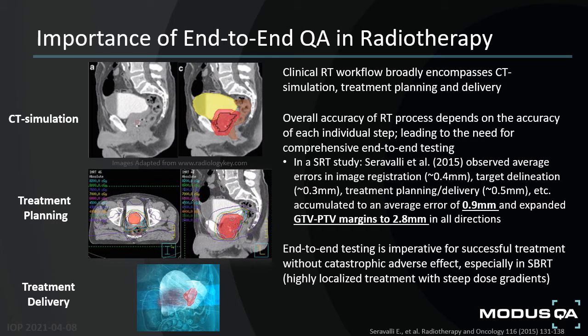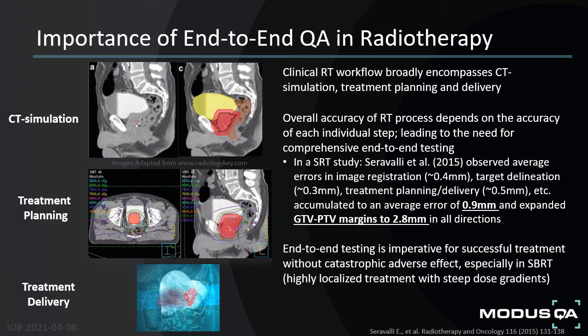And so all these steps are equally important, and all the machinery and systems participating in these steps are also required to perform with a high degree of accuracy and reliability. And in fact, in an SRT study by Cervalli et al. in 2015, they observed that while the errors in each individual RT step are relatively low, i.e.